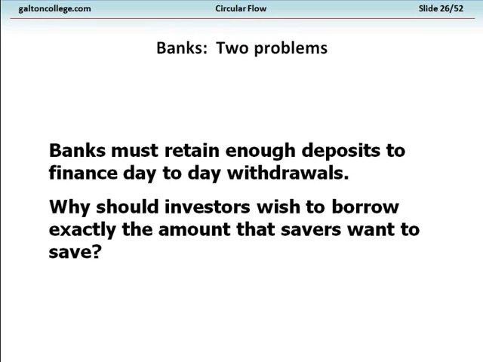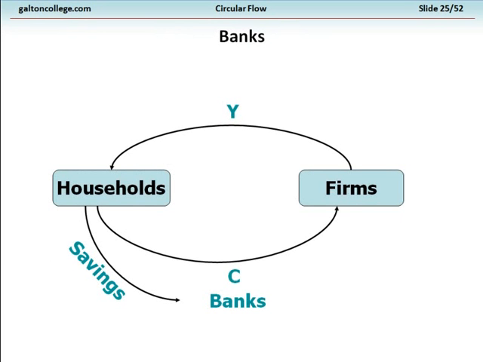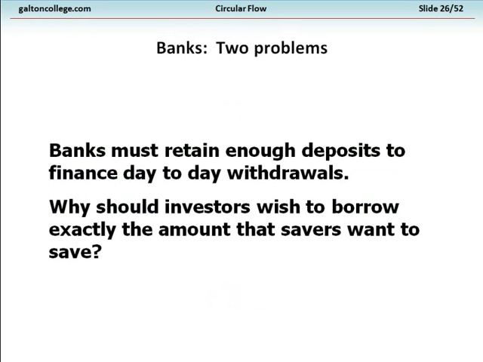But of course, going back to the circular flow for a second, this is the diagram we had earlier. Why should it be that the banks can lend out exactly what we're saving? And that's the second problem here. Why should investors wish to borrow exactly the amounts that savers want to save?